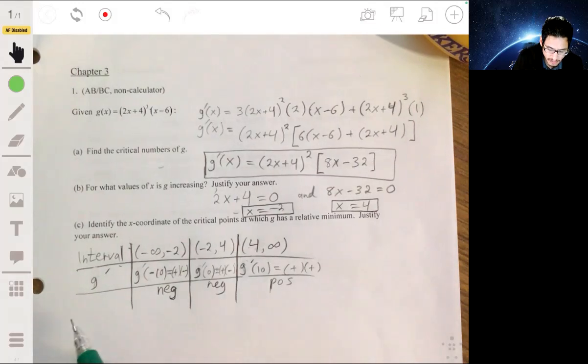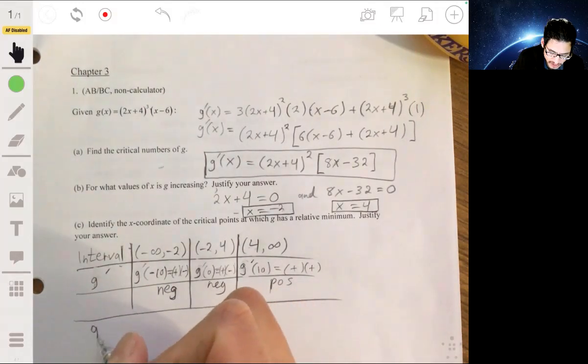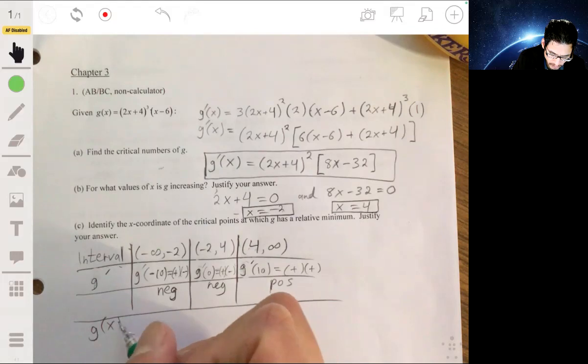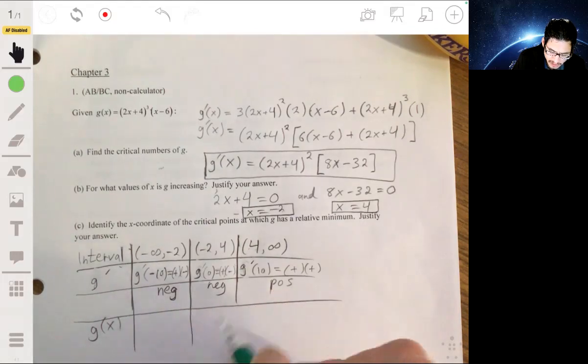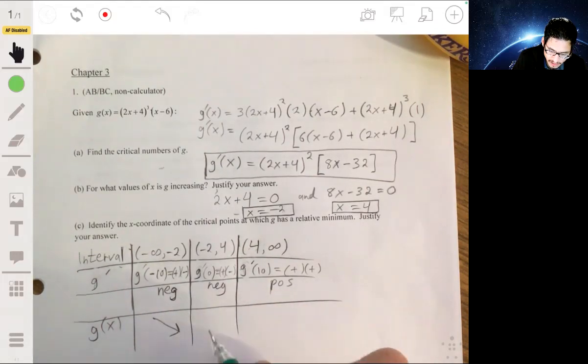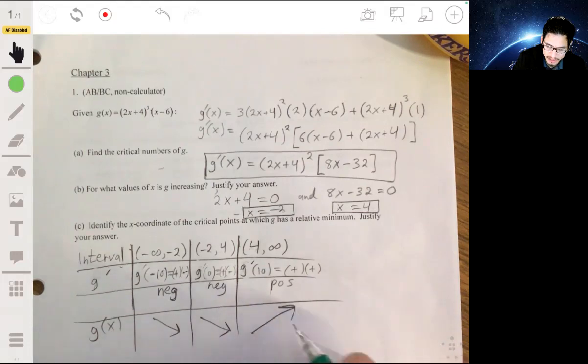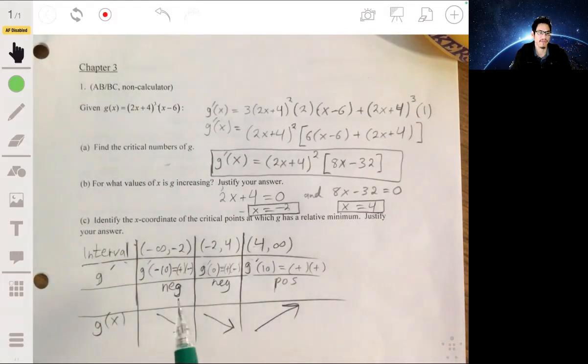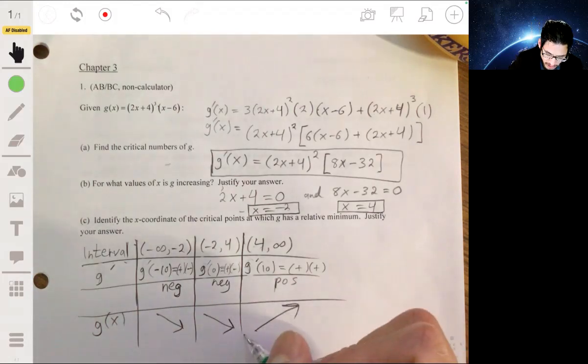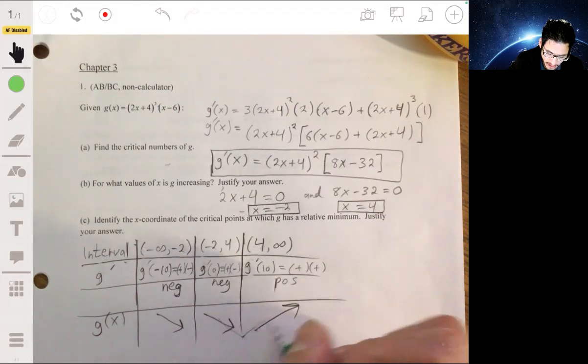And so then, what is the graph of g of x doing? Well, g of x is decreasing here, and it's increasing on this interval because the derivative tells you what the function is doing. It's decreasing all the way to 4, then at 4 it increases. So then there's a relative minimum here because it goes down then up.